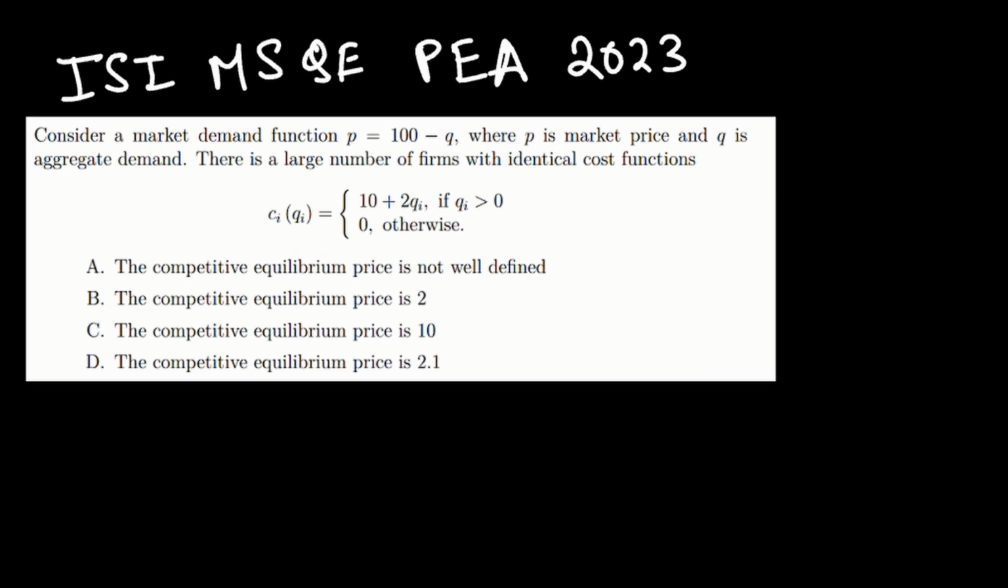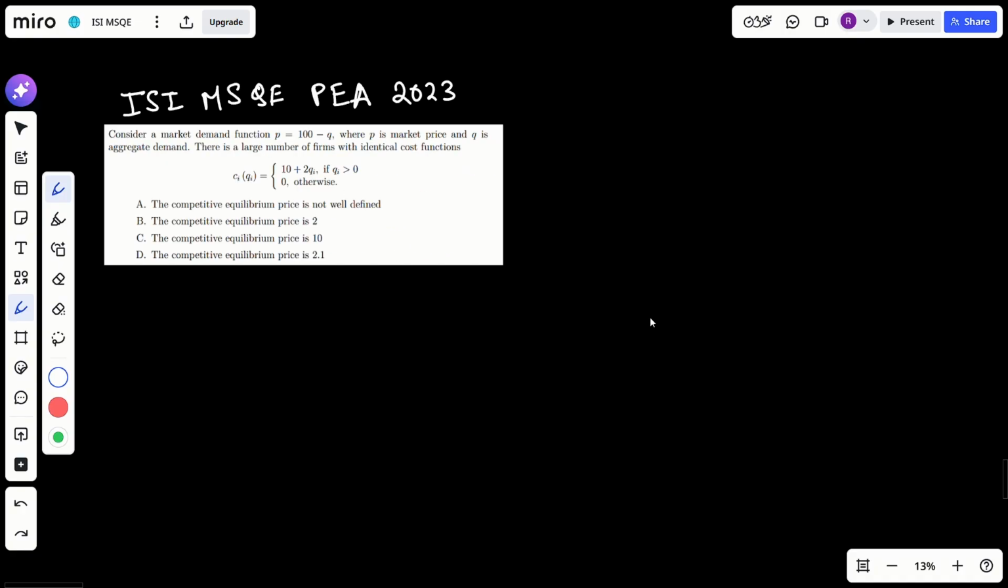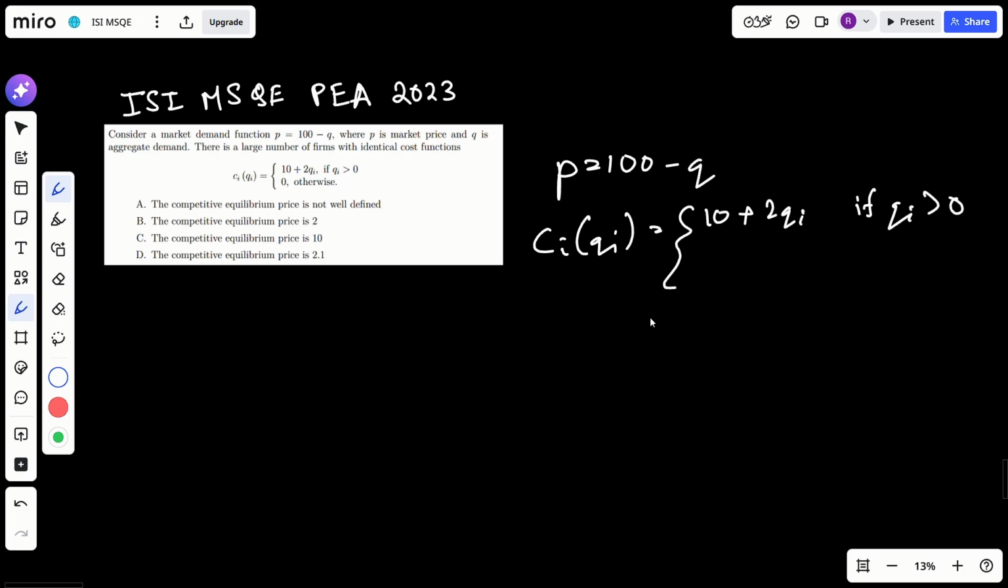In this video, let's take a look at this question which came in ISI PEA 2023. Consider a market demand function P equals 100 minus Q. This is the market demand function. There is a large number of firms with identical cost functions. This is the cost function of an individual firm: 10 plus 2 QI if QI is strictly positive, otherwise it's 0.